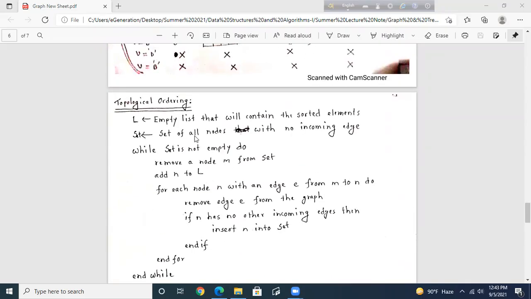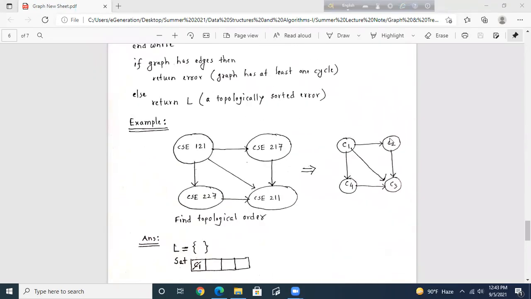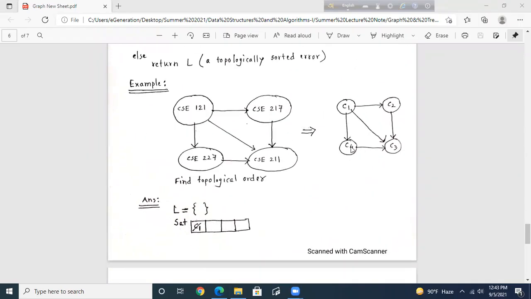According to the algorithm, set equals the list of all nodes with no incoming edge. So dear student, if I look at the graph, only C1 is the vertex towards which there is no incoming edge. So I can write only C1 inside the set that I have written here.